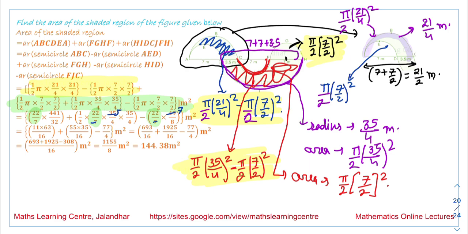Multiply these terms and you will get the final answer as 144.38 meter square. So this is the required area.